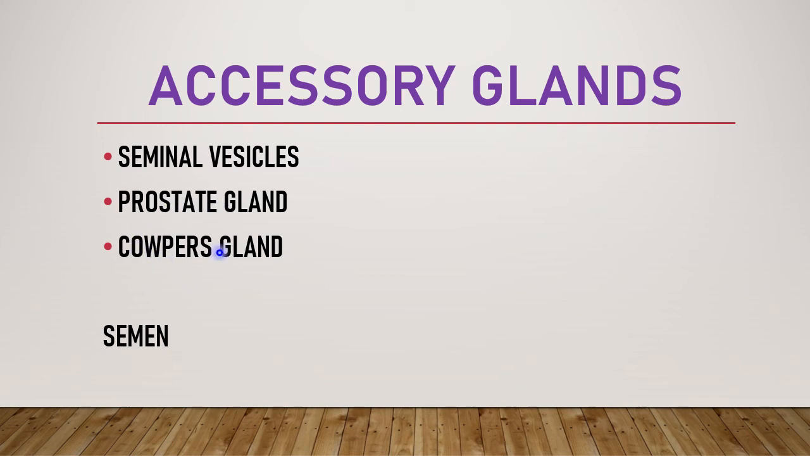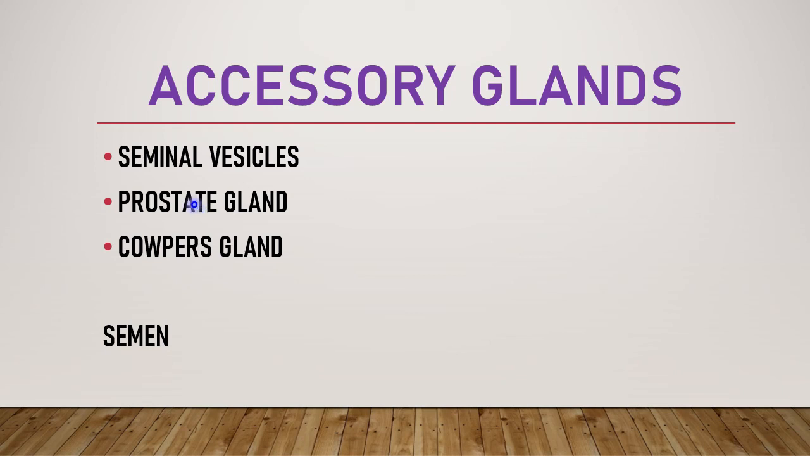This Cowper's gland is also called the bulbo-urethral gland. They are a paired structure, two in number. They are pea-sized structures situated on either side of the membranous urethra. They secrete an alkaline viscous fluid which will neutralize the acid present in the penile urethra due to previous urination, and also helps in lubrication of the vaginal part of the female genital tract.